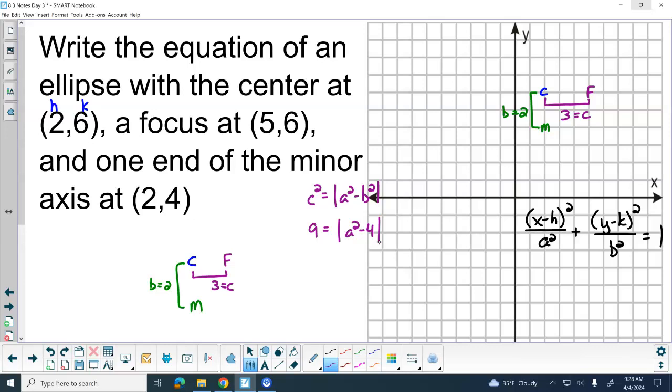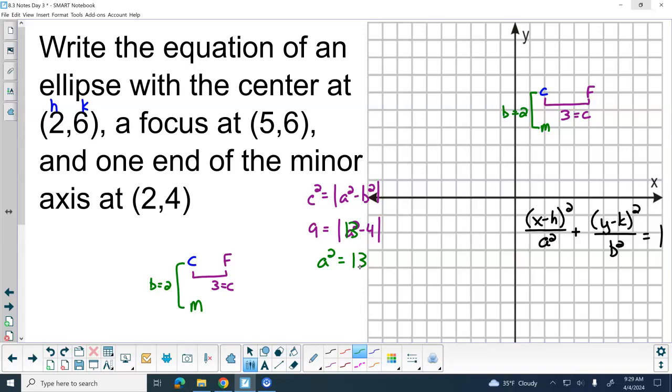So what number minus 4 gets me 9? No? Because one of them would be negative, right? It can't be negative. Because A is a distance. So what do we got? 13. 13 minus 4 is 9, right? So if I fill this in right here with 13, that's a true statement, correct? So A squared has to be 13.